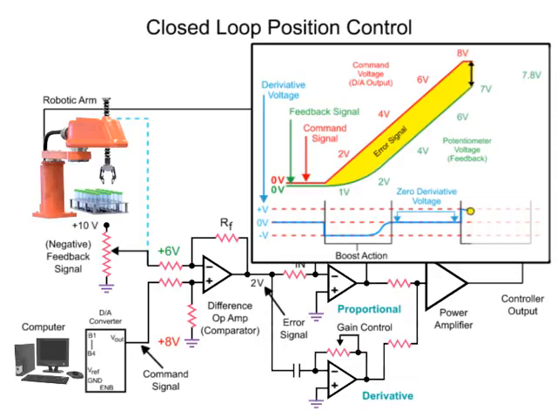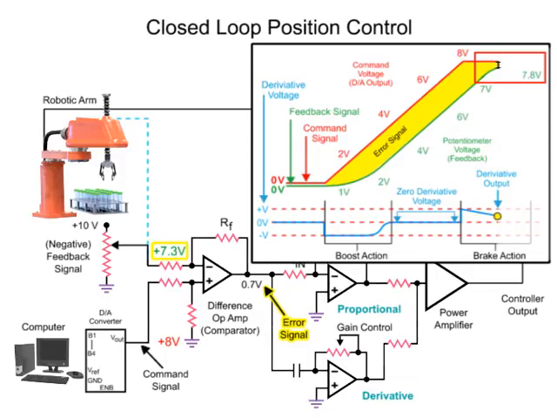If the error signal decreases too fast, the derivative voltage will be greater than the proportional voltage. When this occurs, the polarity of the power amp is reversed, creating a brake condition to prevent overshooting the desired position. As the arm continues in motion, the feedback voltage is nearing the command voltage. The error signal from the difference op-amp is also decreasing, and as a result, the arm motor speed decreases.